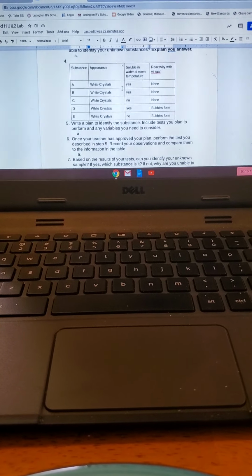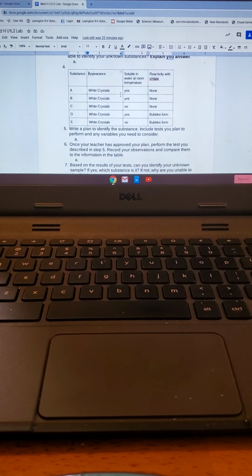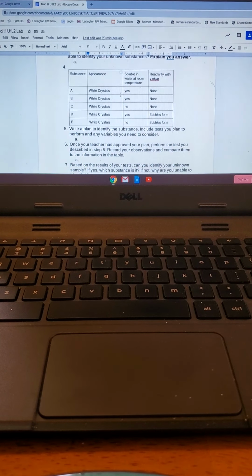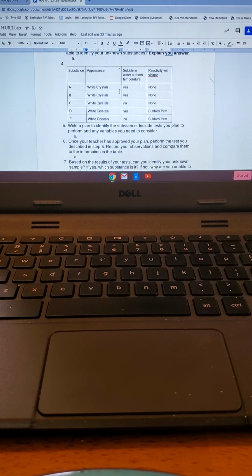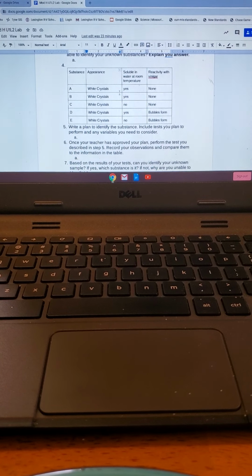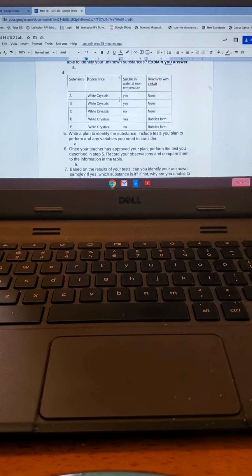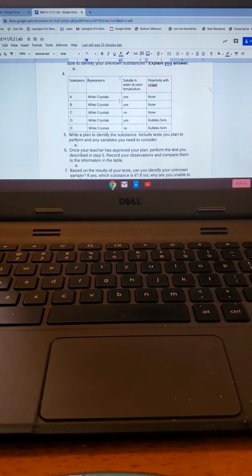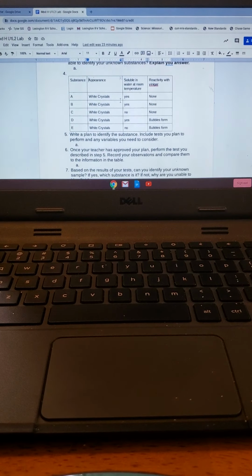All right, now here's the table. Obviously the appearance is all very similar, so they're all filled in. So this table is filled in because you're just trying to figure out if your substance is A, B, C, D, or E. And you'll obviously write down the answer of what you think it is whenever we go through all of this. So starting with number 1, we're going to try if it is soluble in water.